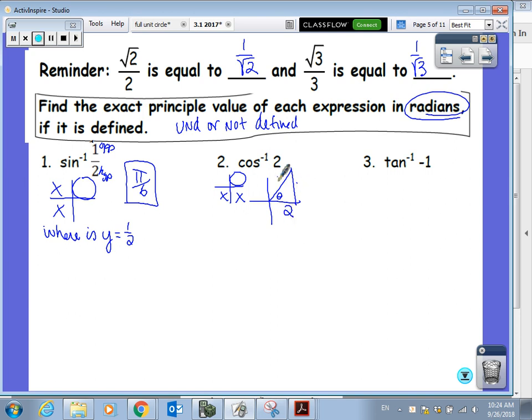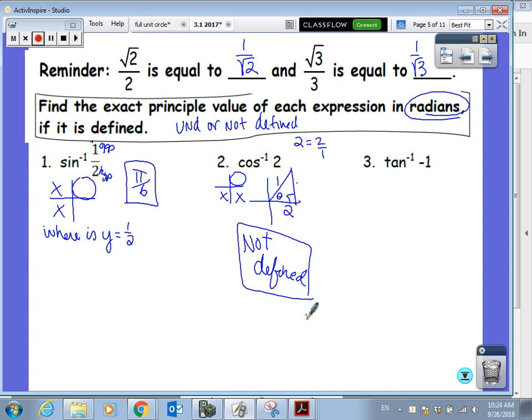Adjacent is 2, hypotenuse is 1. Okay, well, where did that 1 come from? How do I make 2 a fraction? You can make any number. 2 is a rational number. If something is rational, we can turn that into a fraction. Think about slope. If the slope is 2 and you need rise over run, what do you do? You go up 2 and over 1. Same thing here. Can my hypotenuse be 1 with an adjacent side of 2? No, because the hypotenuse has to be the biggest number because it's across from the 90-degree angle. So this one is not defined or undefined.